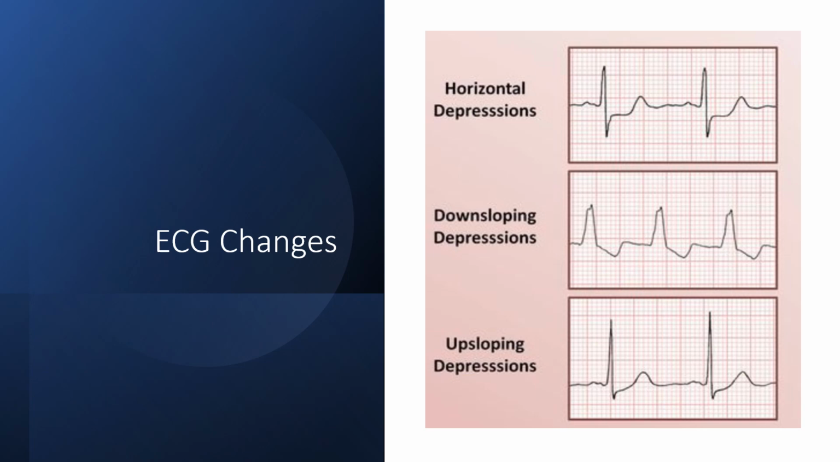Given how important ST segment depressions are, once again, the first slide shows horizontal ST depression. The second one is associated with a bundle branch block, but there's downsloping ST segment depression, and the third one has an upsloping ST segment depression.